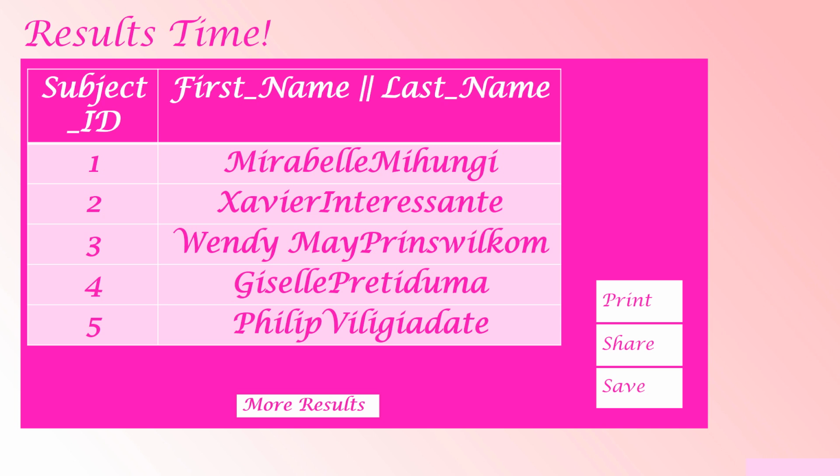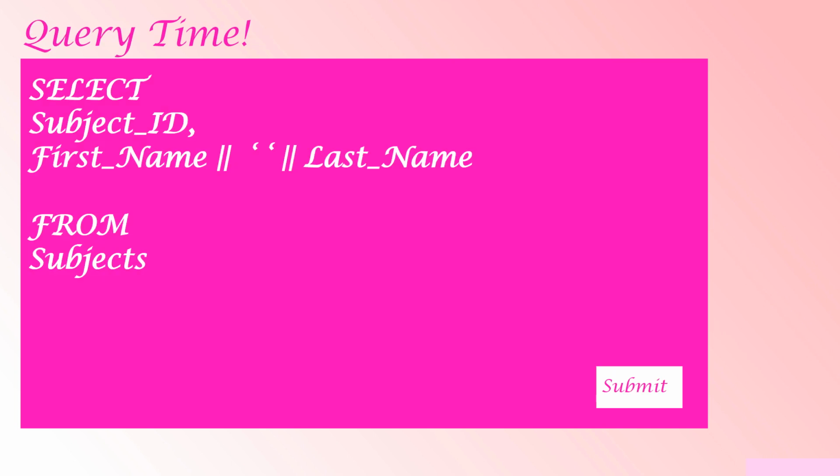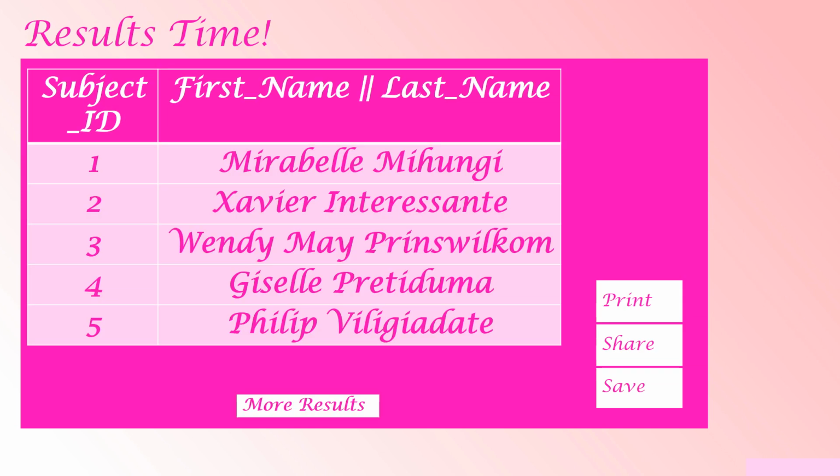If we wanted a space, we would actually need to add in another concatenation with a space in between the first and last names. Our new query would look like this. Select subject ID, first name, concatenated symbol, single quotes around a space, and then another concatenated symbol, and then last name from subjects. Here's what our result set would look like. Now there's a space between the first name and last name.